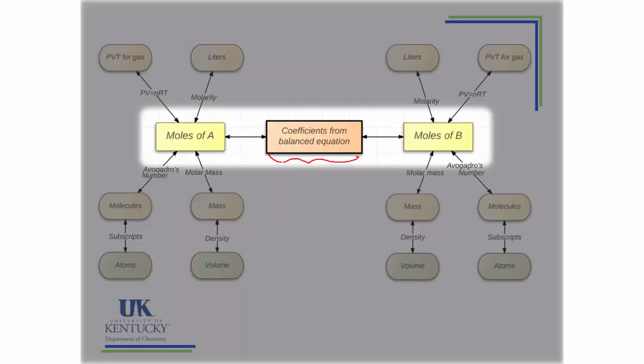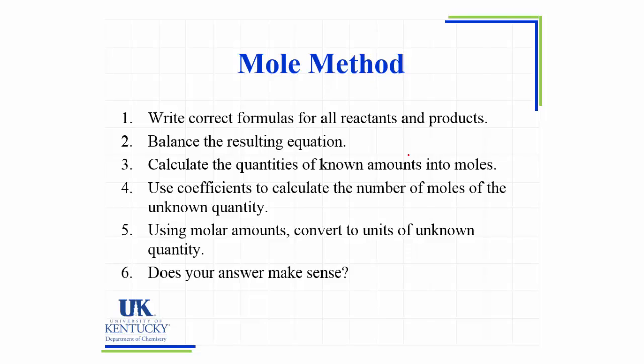The key for many of our calculations will always be converting to moles, using the ratio, and then finding the moles of our unknown. Again, it doesn't matter whether we're looking at reactants or products, as long as we have a balanced chemical equation to determine the relationship between our known substance and our unknown substance.